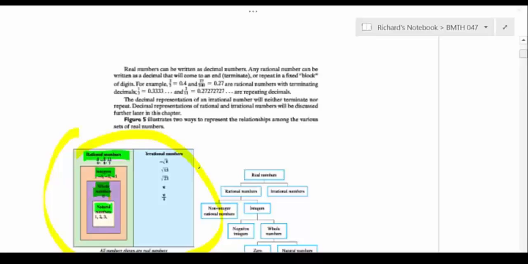The thing is that when we consider the natural numbers, whole numbers, and rational numbers, as well as the irrational numbers, the collection of all these numbers are real numbers. And what you need to be able to do is sort numbers and determine what sets they belong to.